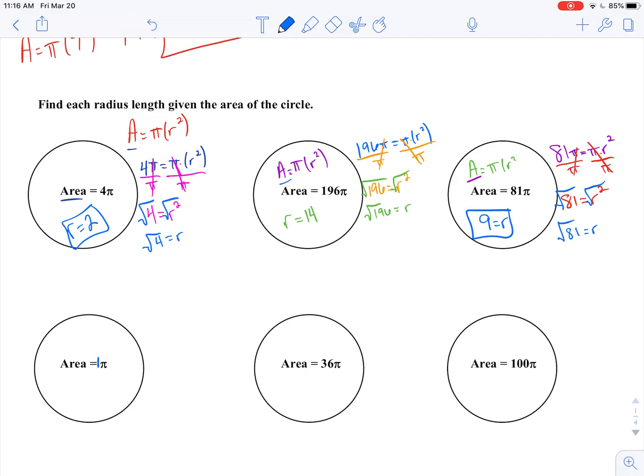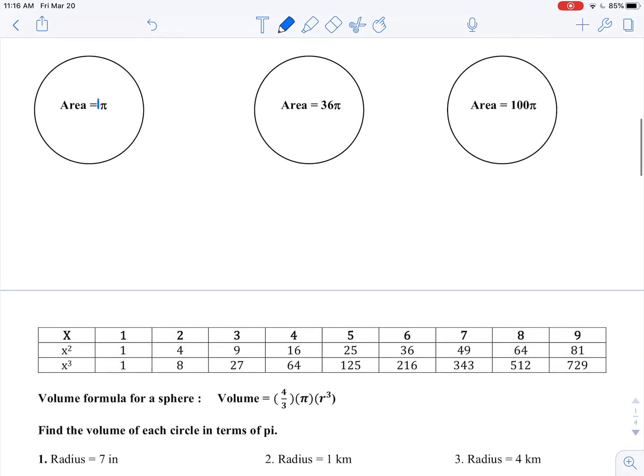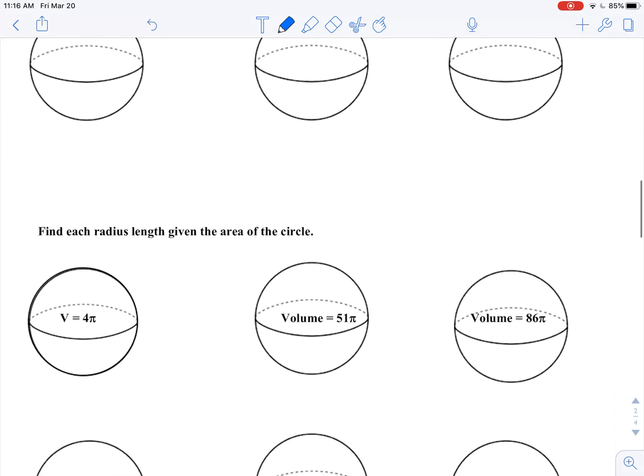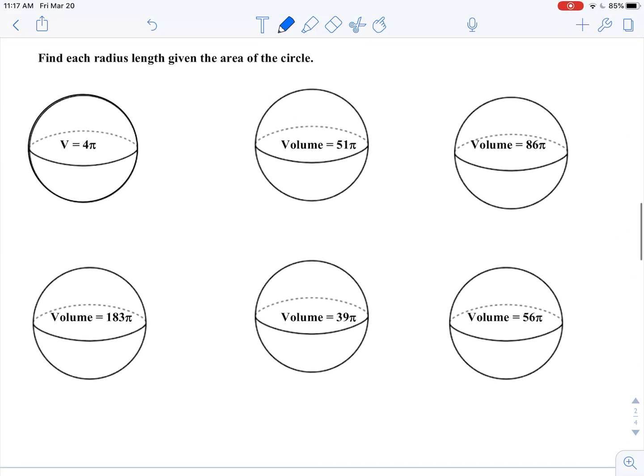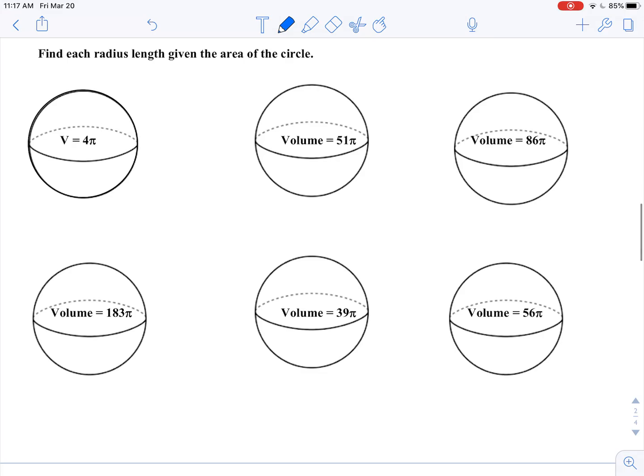All right, I'll leave you guys to finish those last three. Here's a hint for you. That's kind of a 1 sneaking out in front of pi, so 1 pi. I'll leave you guys to finish those last three, and we'll talk about finding radius lengths of spheres.